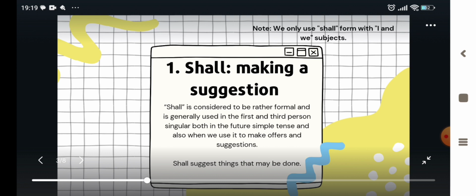Shall is considered to be rather formal and is generally used in the first and third person singular, both in the future simple tense and also when we use it to make offers and suggestions. Shall suggests things that may be done, okay? And something important is that we only use shall with I and we as subjects.